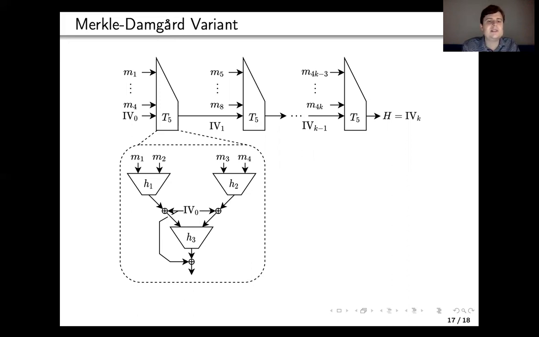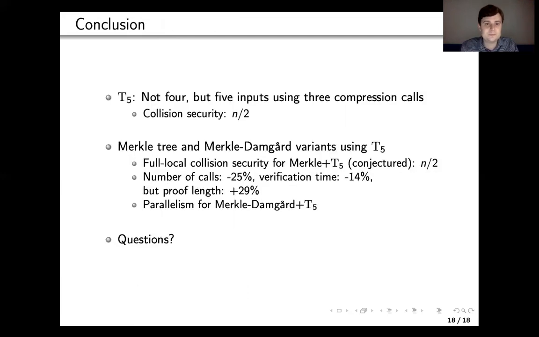Now it's possible to process M1 and M2, but also M3 and M4 independently of each other. And then one step ahead, if we're looking at the next call of T5, it's possible to process H3 on the previous block and M1 and M2 of the new block, because they do not depend on the chaining value that we've produced in the previous step. So this is also showing how T5 can give an improvement over the standard Merkle-Damgård construction.